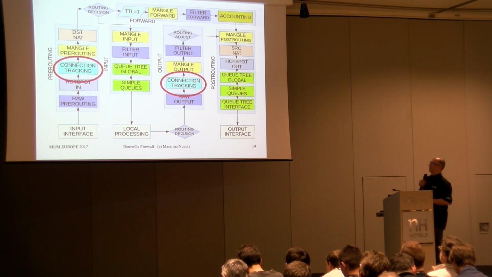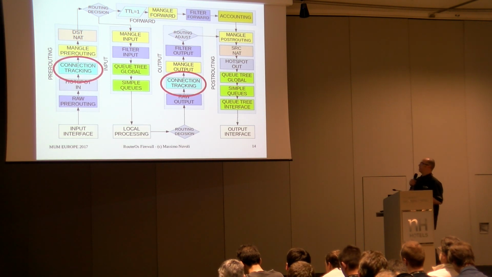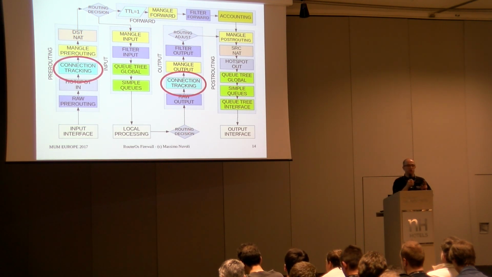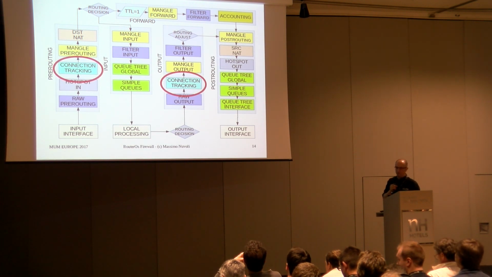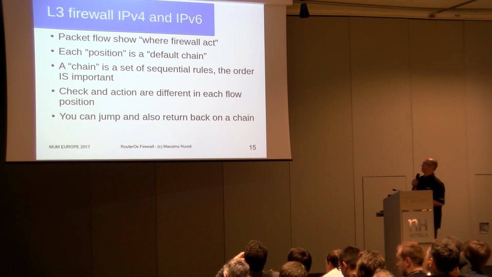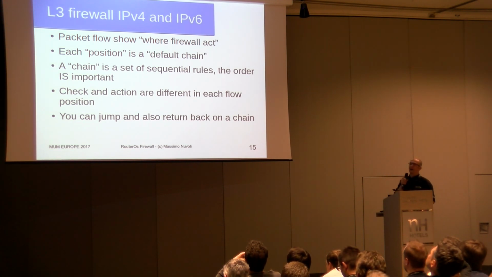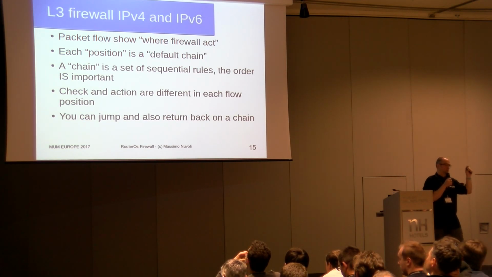Connection tracking is done at this level in the pre-routing and the output. So a packet that goes to the RouterOS device goes to connection tracking at the input interface, and a packet that goes out from the RouterOS device goes here. You have only 2 points of connection tracking, and it is near the start of the path of the packet inside the RouterOS device. Then it's important to say that the packet flow shows where the firewall acts. So in each position, something happens.